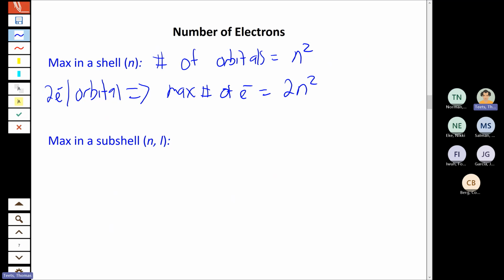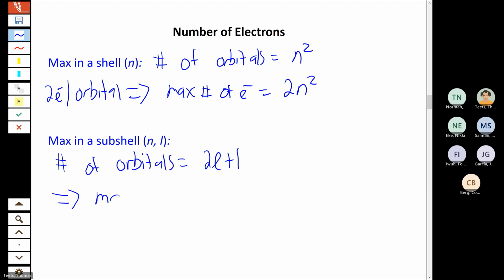And then in a subshell, which is defined by a pair of quantum numbers n and l, or anytime you're given the l value, we're going to use this relationship here, even if we don't specify what n is. The number of orbitals in a subshell we saw was 2l plus 1. That's how many unique m sub l values there are that define each orbital. And so what that means then is that the maximum number of electrons is 2 times 2l plus 1.